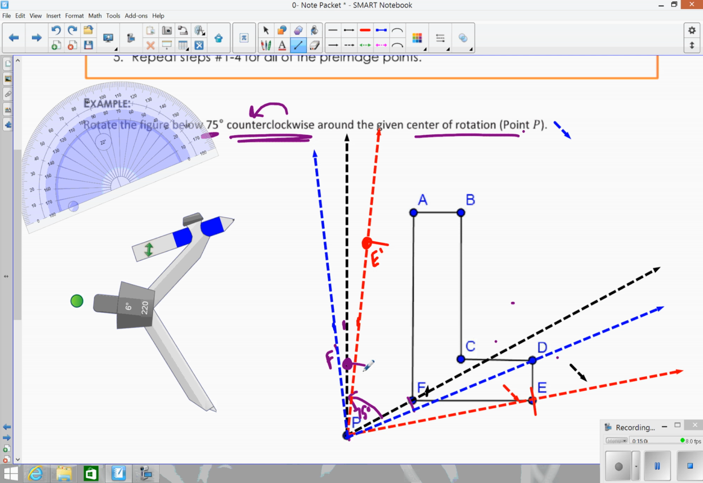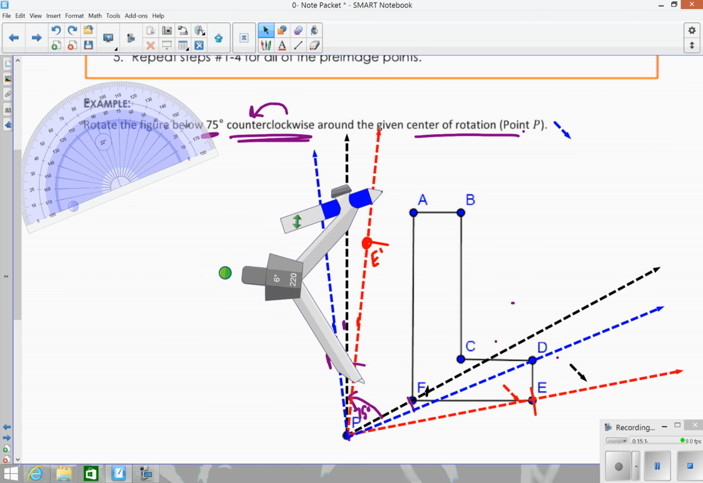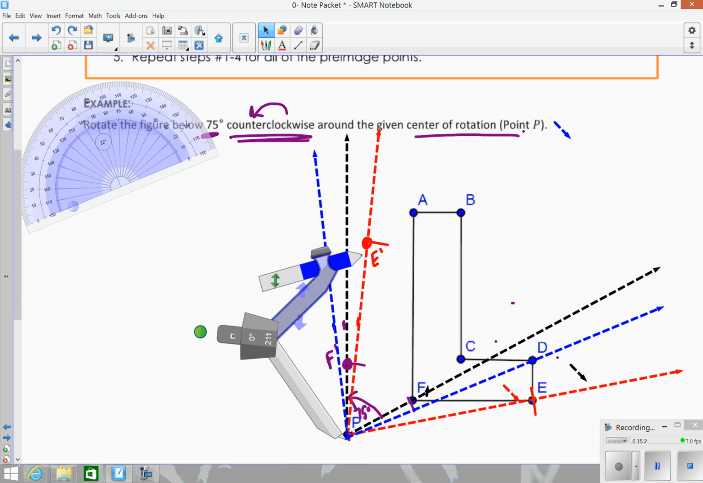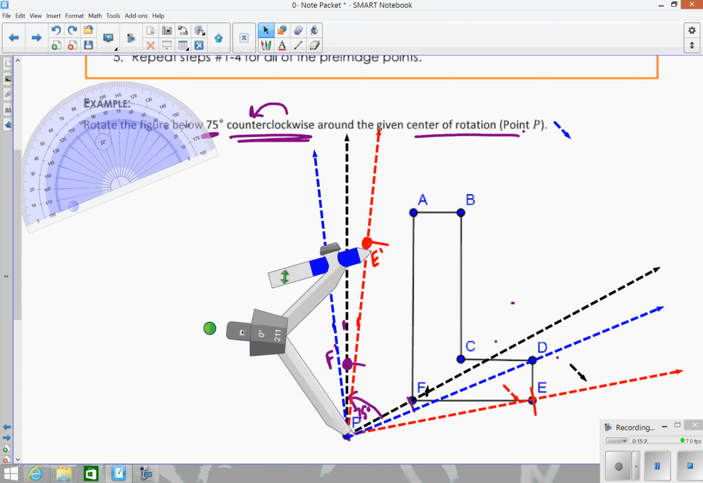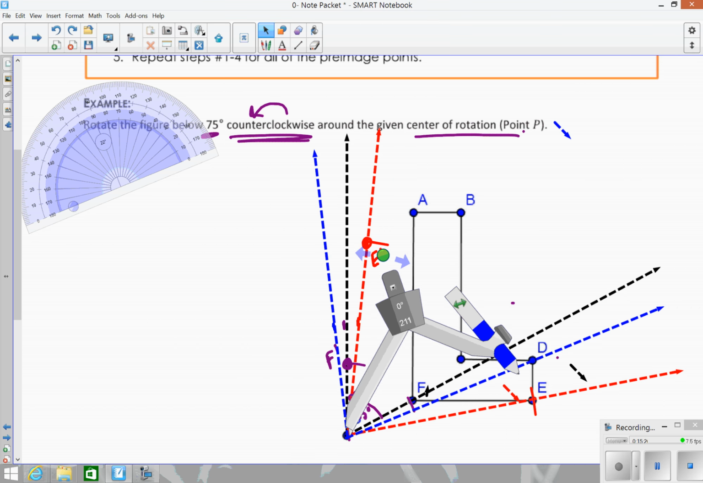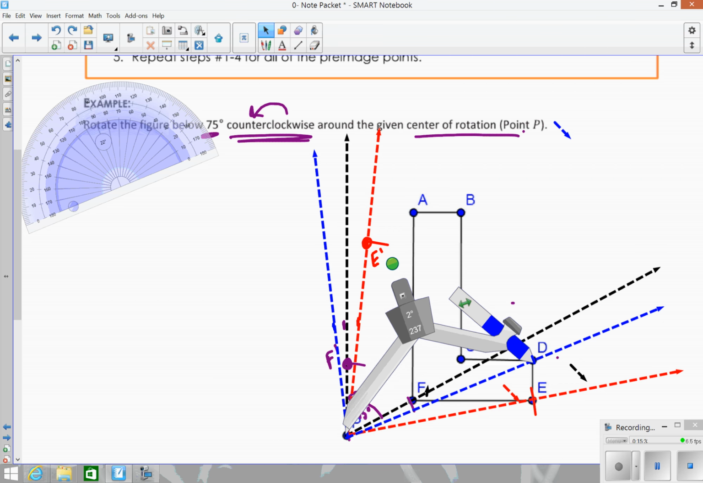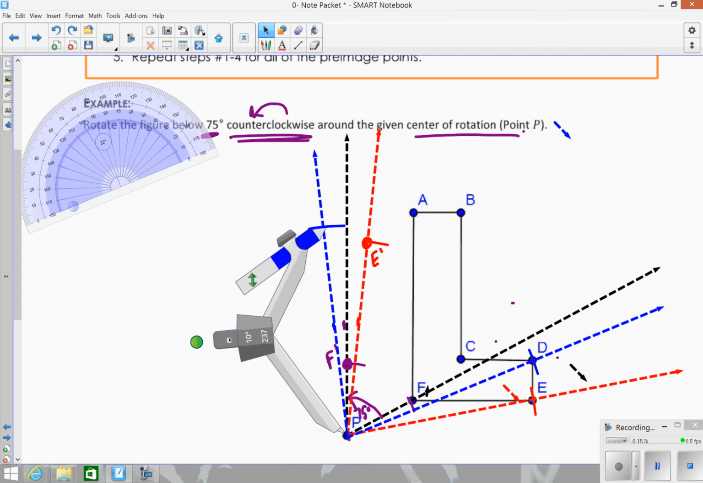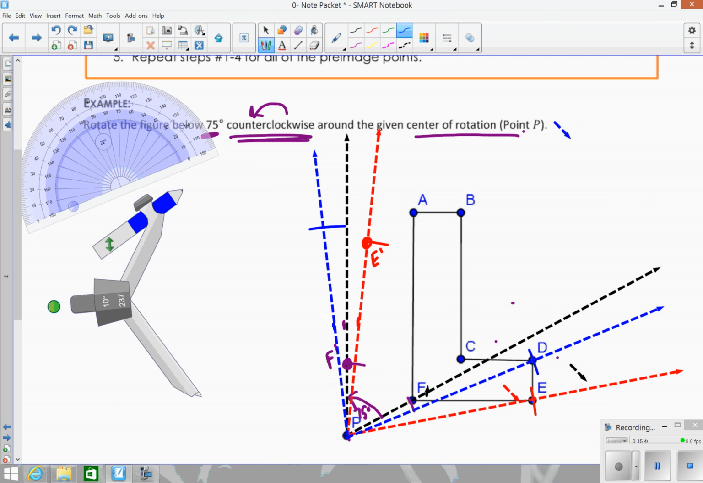So this blue angle is 75 degrees. You don't have to draw these dotted. You can draw them solid. That's totally fine. It doesn't really make a difference. Now from the center, I'm going to measure to point D. I'm going to draw an arc to represent what I measured. Come up to the blue angle here. And then that's point D prime.